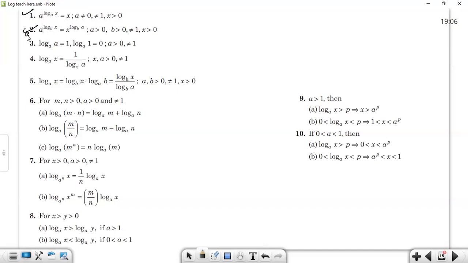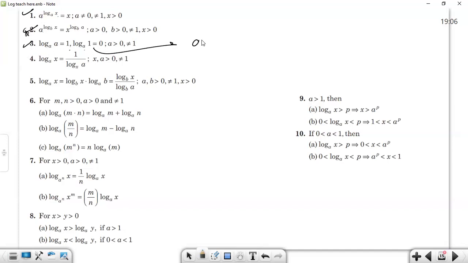This one is the principal property, and the first property is just a derivation of it. But still, we need to remember both, and they are very simple. Okay. The third property we have already discussed. Logarithm of a to the base a is 1. Logarithm of 1 to the base a is 0.